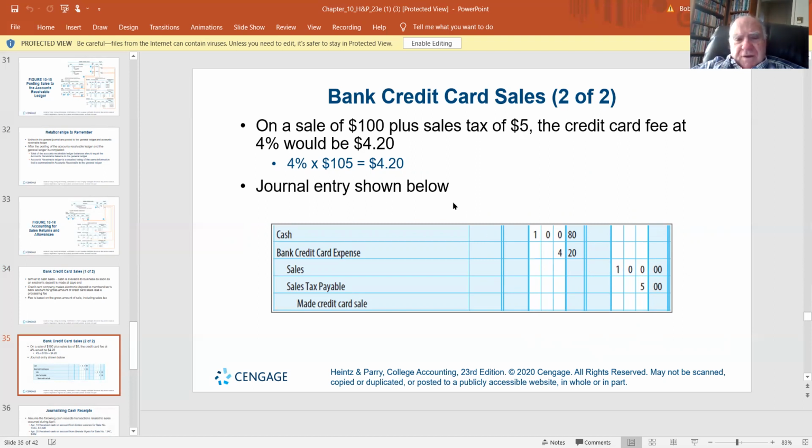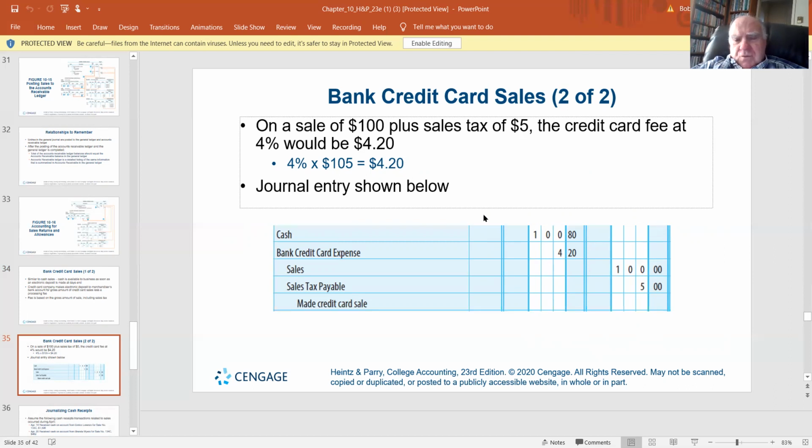How much was the fee though? $4.20. $4.20 subtracted from the 105 gives you $100.80. That's the amount that the store actually is going to get in cash. So a 4% fee. I don't know what the fees normally are, but man, it seems like a big fee to me, 4%. Easy way to handle these transactions: divide and conquer.